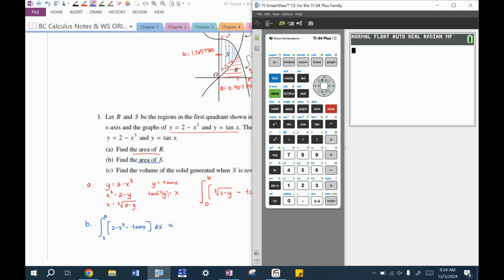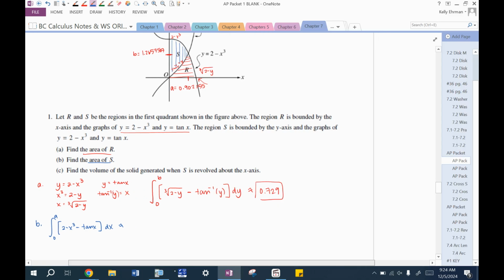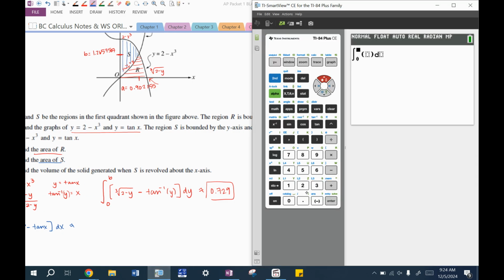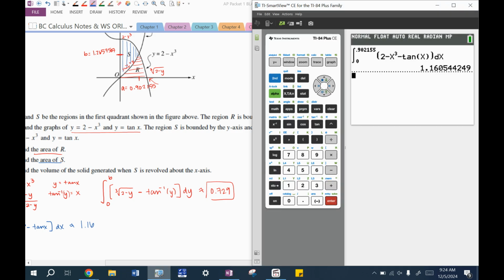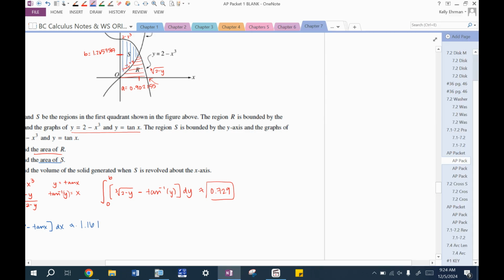Make sure, again, that you're in radian mode. Math 9, 0, up to, I got to see what this is, 0.902155. And then the functions were 2 minus x to the third minus tangent x dx. So that is 1.161 approximately.